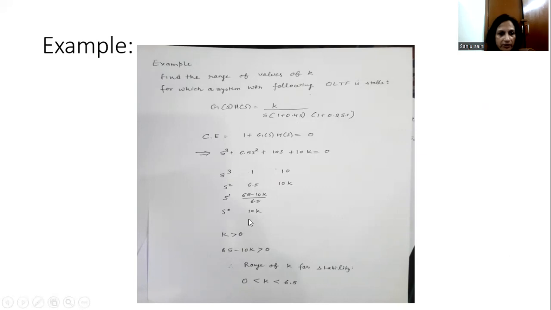For the system to be stable, all the entries in the first column of the Routh array should have the same sign. So 1 is positive, 6.5 is positive. For the system to be stable, this entry should also be positive, and this should also be greater than 0. So we get two things from here: k should be greater than 0, and the value of k should lie between 6.0 and 6.5. So likewise, the Routh array can also be used to determine the range of the gain for which the system is stable. It's very helpful to us.